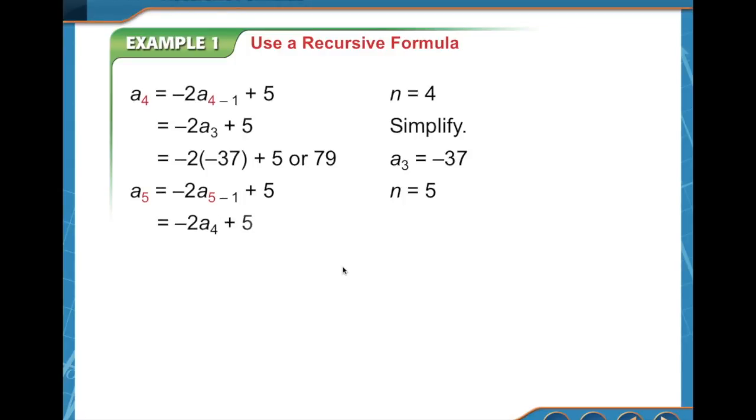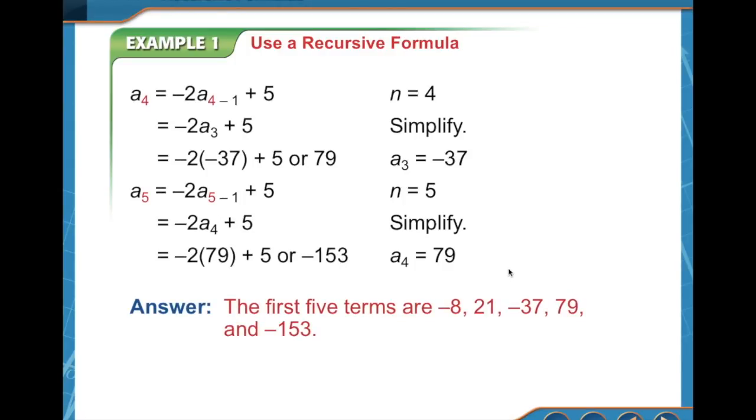So term number 1 was negative 8. We can label these. Term 1, a sub 1 is negative 8. Term 2 was 21, that's a positive. Term 3 was negative 37. The fourth term was a positive 79 that we just found. And our fifth term, or a sub 5, was a negative 153. So there's everything you need on example 1A.